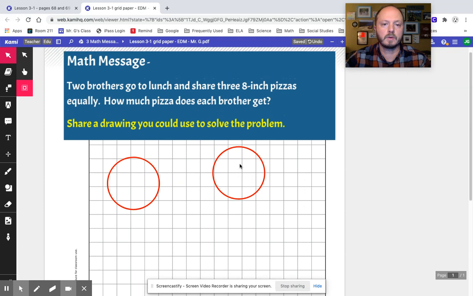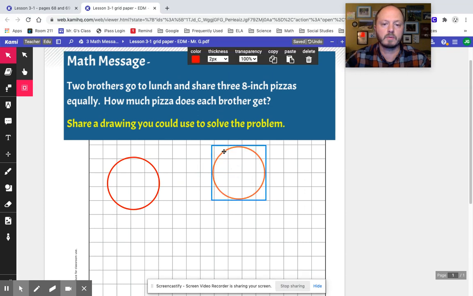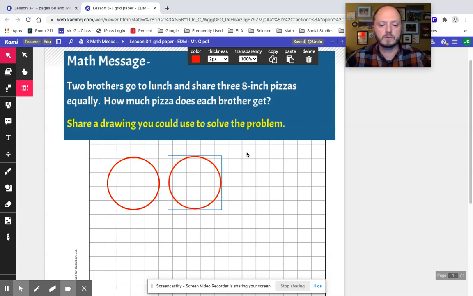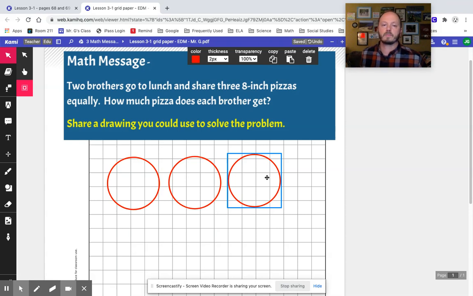Oh boy, I didn't mean to zoom in, but that's okay. And I'm going to put that there. And then I'm going to paste one more. Put that there. So already I've done some work for you. 3 8-inch pizzas. Let's imagine those are 8-inch pizzas. We all have the exact same size piece. I copied and pasted, so it made it a little easier to make the exact same size. They're not lined up perfectly right now.